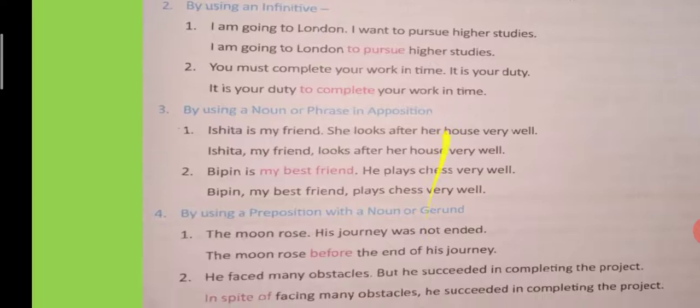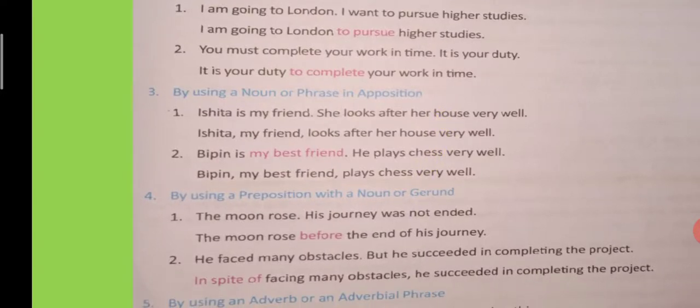Now the third one, by using a noun or phrase in apposition. You have to use a noun or phrase. I have already taught you these chapters, they have already been taught to you all. So here, see the example.